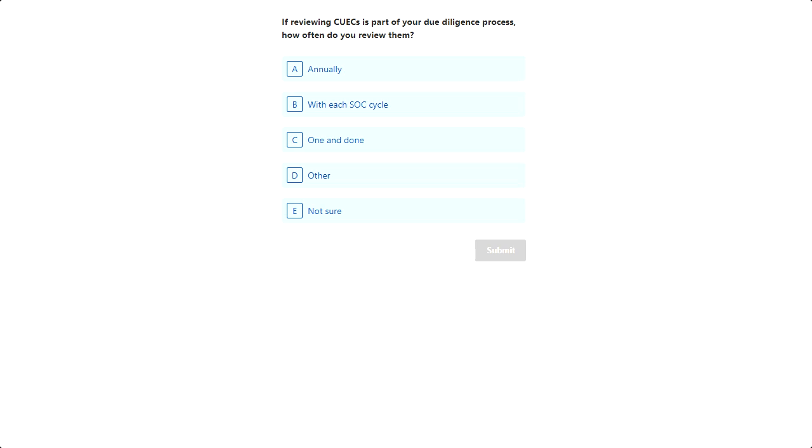So this goes back to one of our earlier questions and things we've talked about in this webinar too. It's very hard because I think a lot of times the language is vague. The difference between a complementary user entity control, a very specific CUE or CUEC, and a complementary user entity responsibility is that the responsibility is the vendor's way of saying, look, these aren't required. You can do these or not.